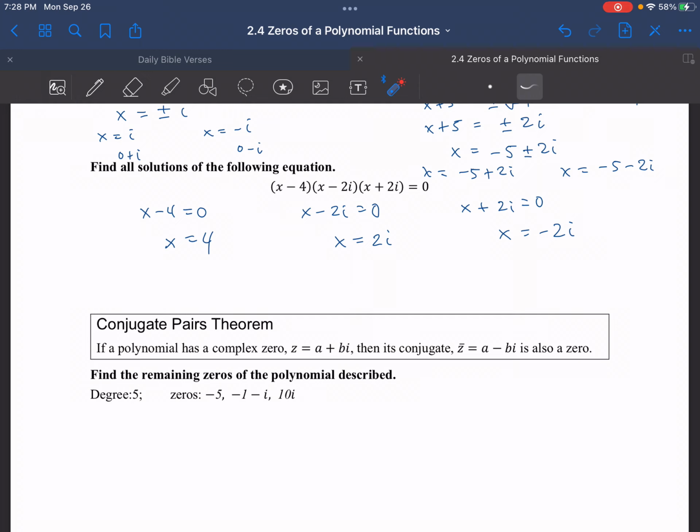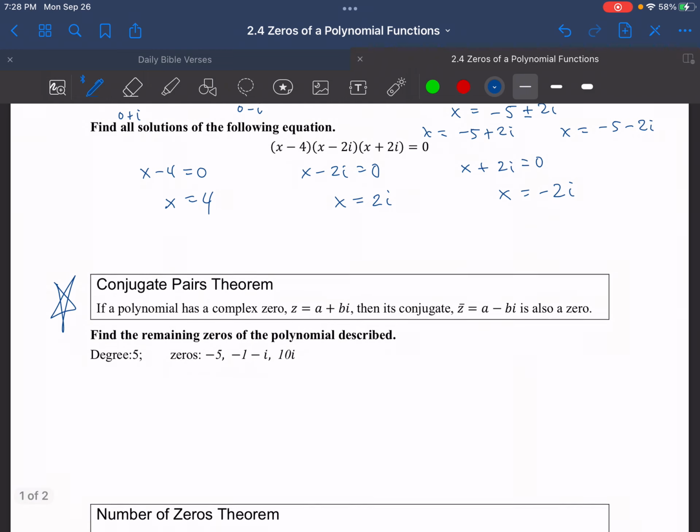So you can see this up here. i was a 0, and then so was negative i. Over here, negative 5 plus 2i and negative 5 minus 2i were both zeros. Down here, 2i was a 0 and negative 2i was a 0. So those are the complex conjugate pairs right there. So be careful with that one. This is an important idea: if you get one complex answer, then its complex conjugate is also going to be an answer. So let's take a look here.